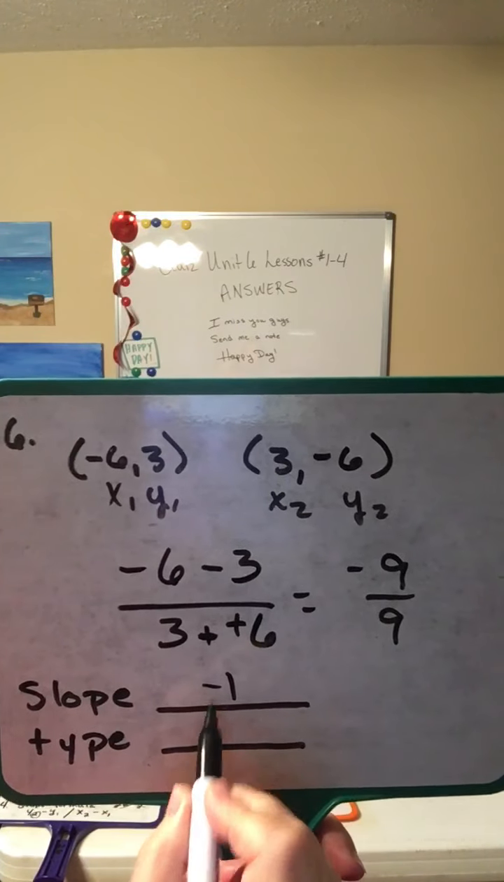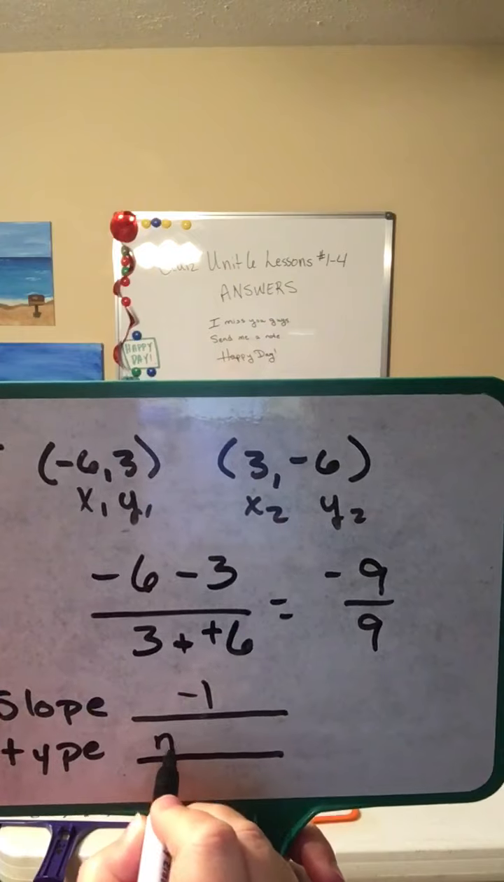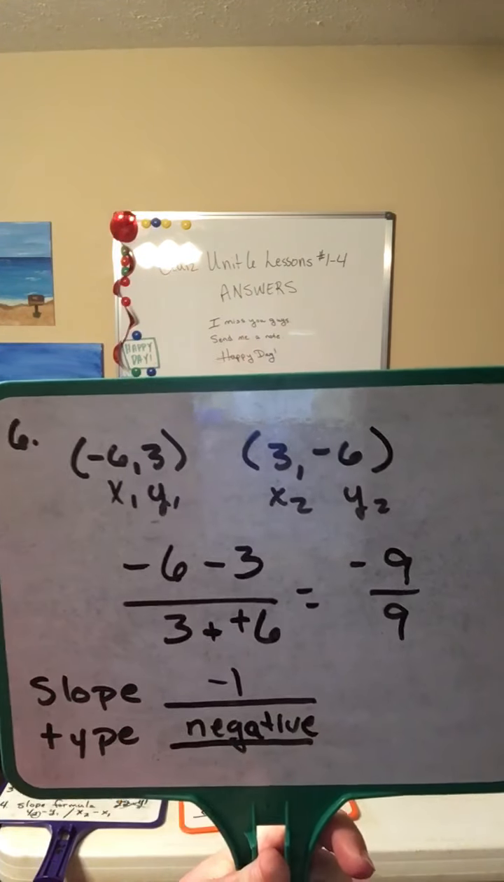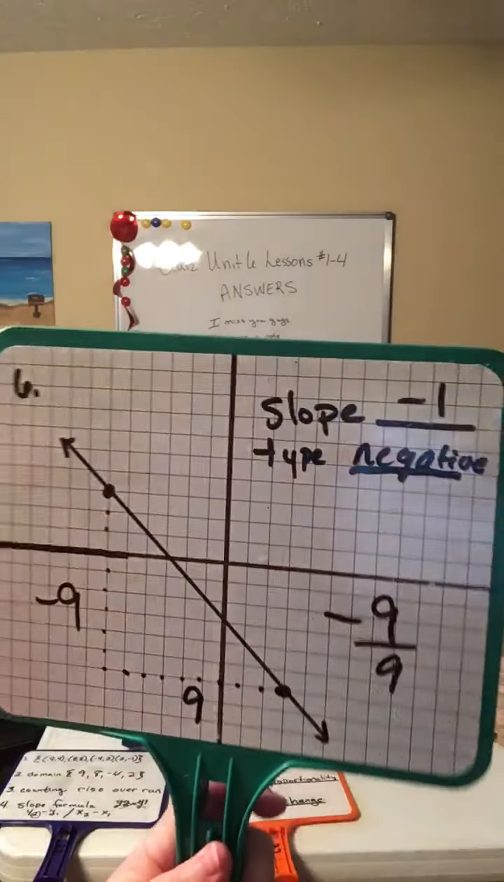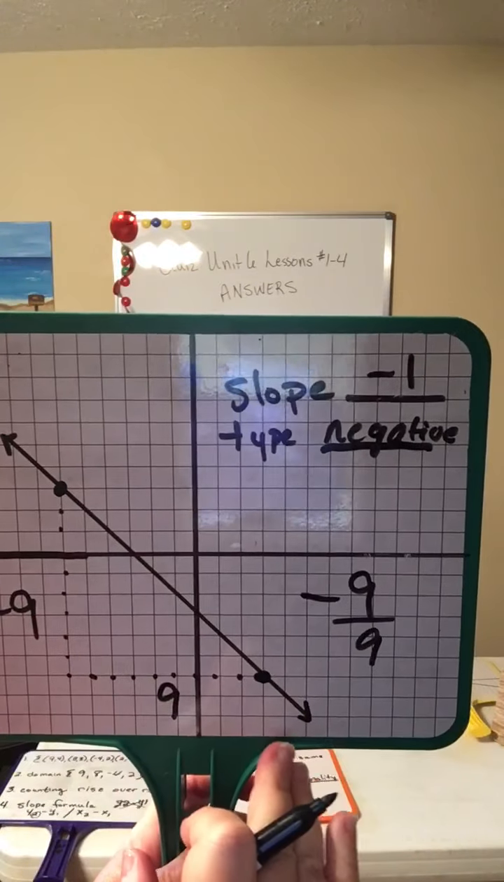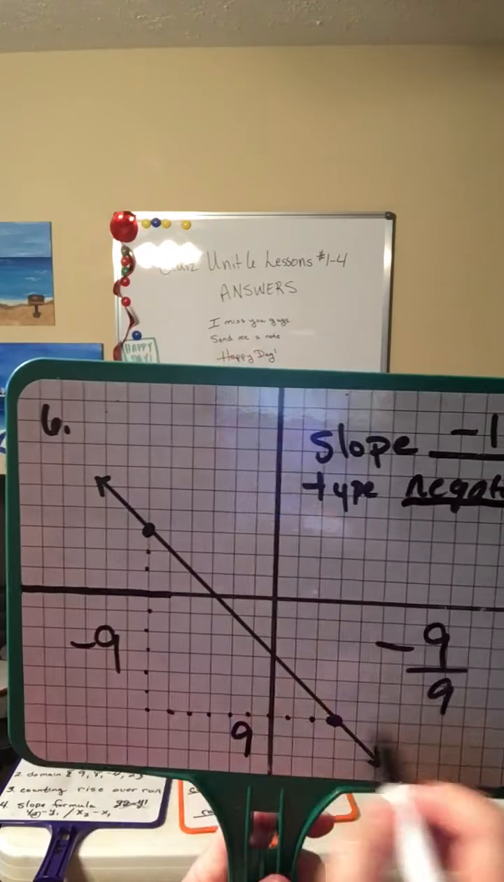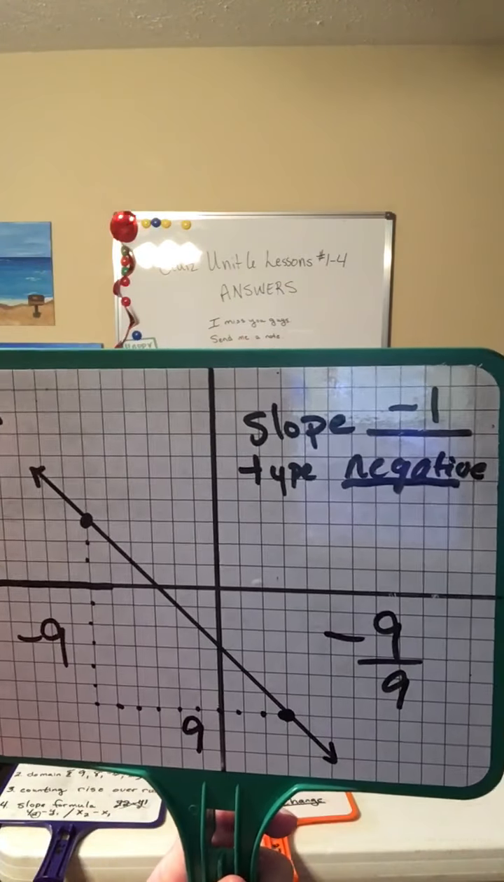If this is a negative number, my slope has to be negative. Something that I saw you guys messing up a little bit before. You would look at this and you would say this was negative, but then your slope number wasn't negative. If this is negative, your slope number has to be negative.